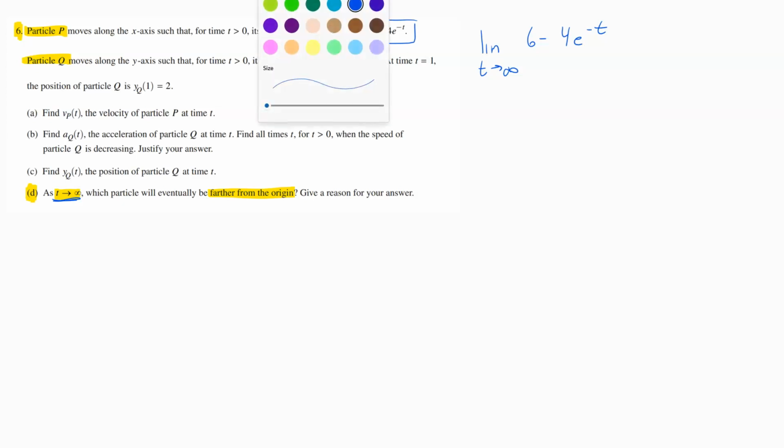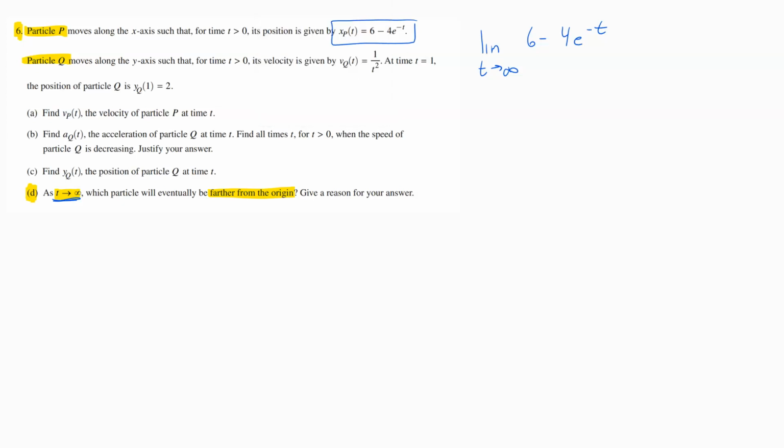And then on question C, we found the position equation for particle Q. For that one, our final solution was negative 1 over t plus 3. Again, you can go back and watch that video if you want. That was our position equation for Q. And so here we also need to find the limit as t approaches infinity of negative 1 over t plus 3.